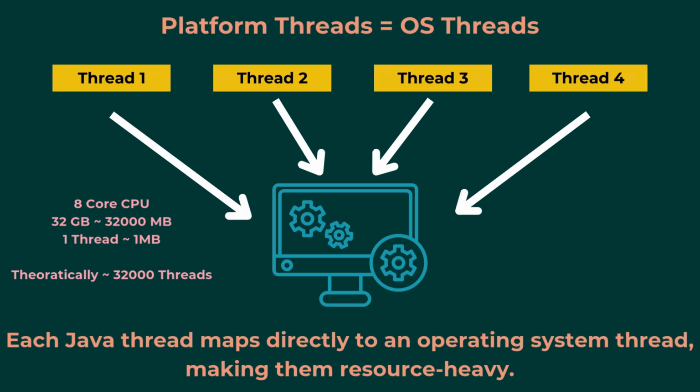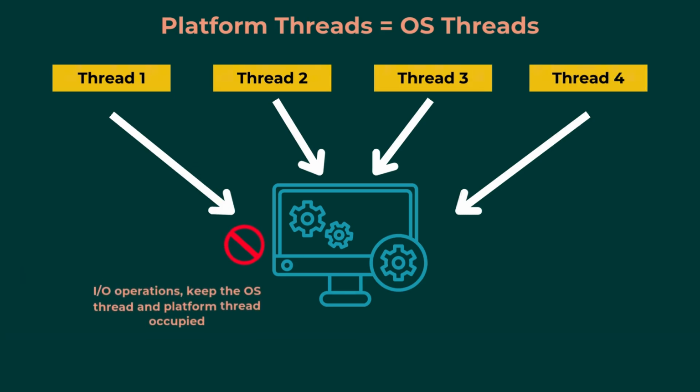So here is how platform threads work. Every Java thread occupies an operating system thread for its entire lifetime. This means that tasks that involve waiting, like input-output operations, keep the operating system thread occupied, even if it's not doing any useful work. So that's wasteful, right?